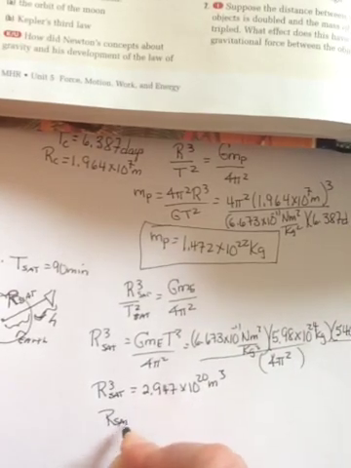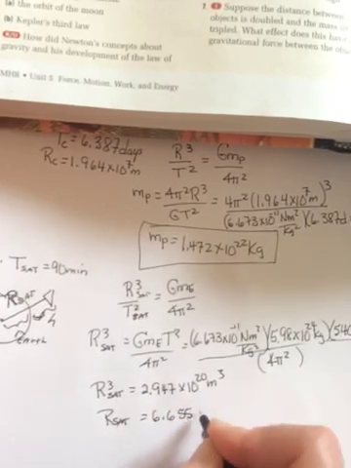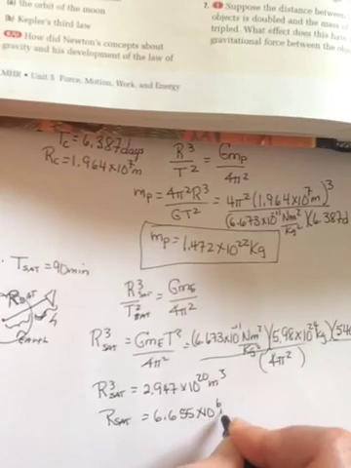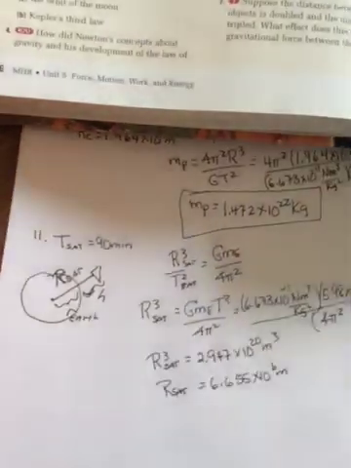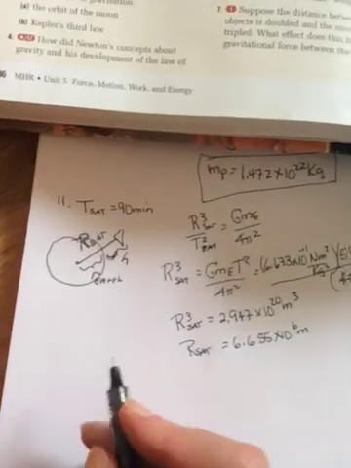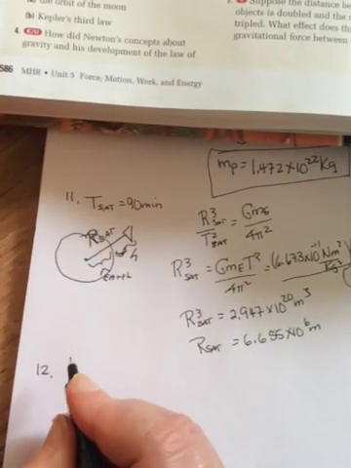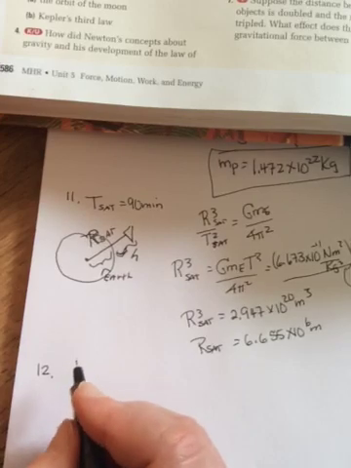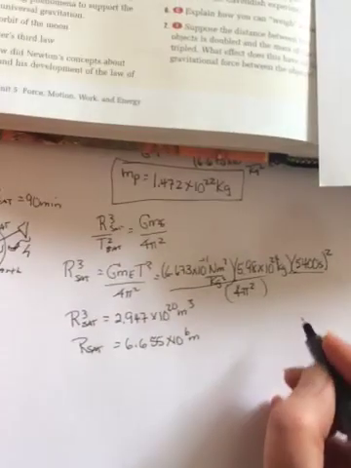Take the cube root, and you should get 6.655 times 10 to the 6th meters. Okay? So that is number 11. Number 12 says, how fast is the moon moving as it orbits the Earth a distance? Oh, wait, I didn't finish. That was the radius of the satellite.